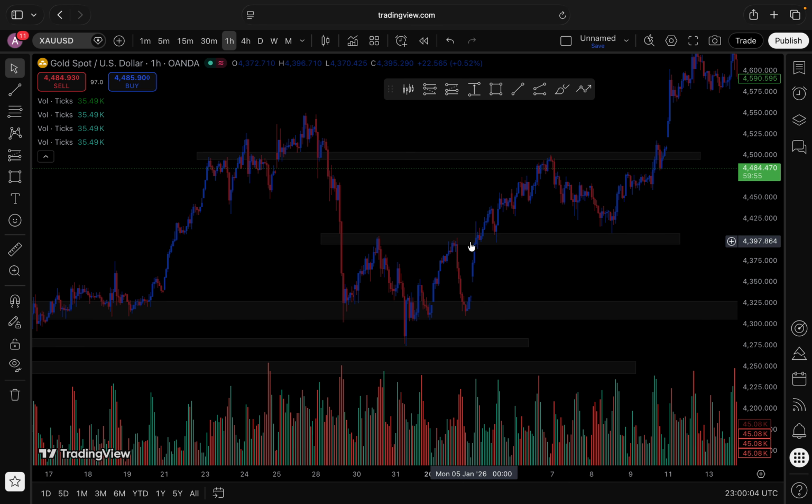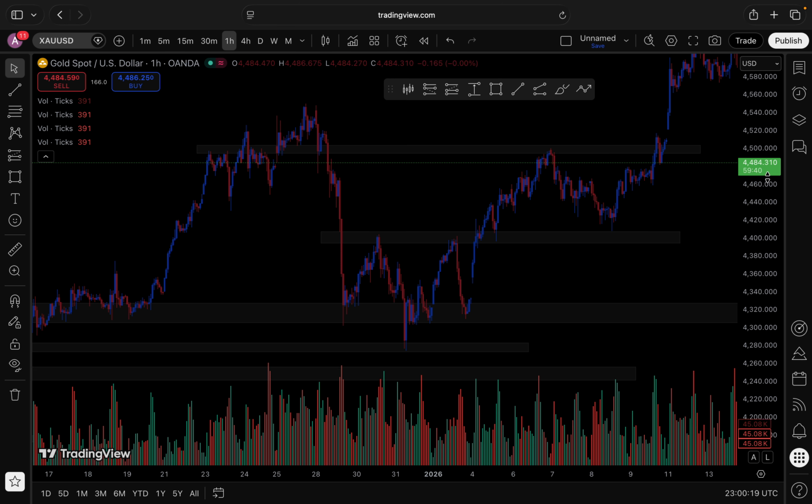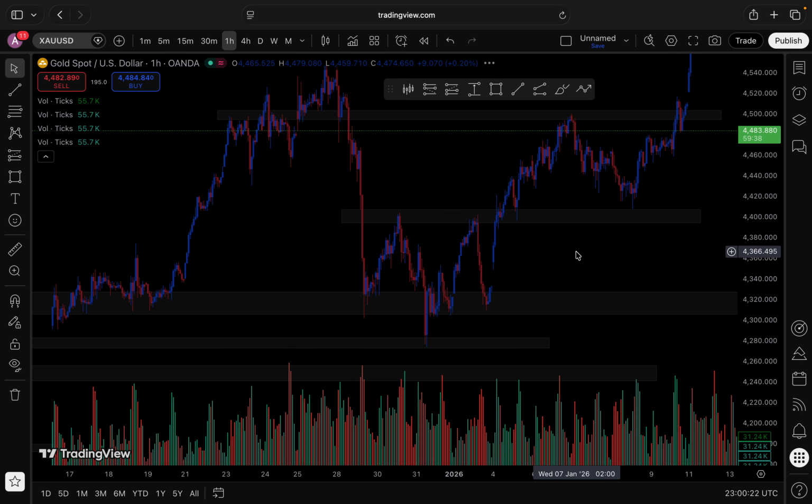And then once it came down to this relative area of this zone, as you see, once it broke out of this zone, it used this zone as a level of buyers. And then it tapped into the zone. And then above the zone, it was pushing price up. So that's how you really mark up charts.